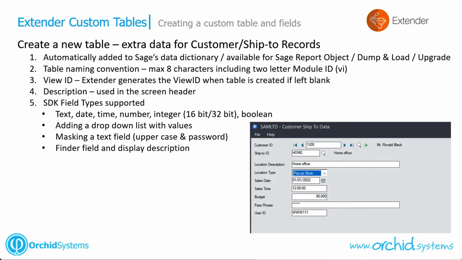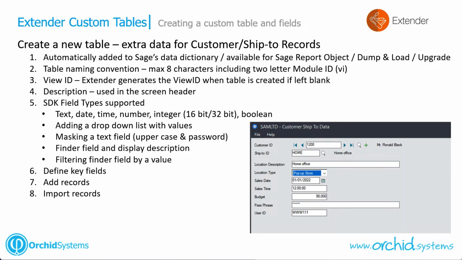For your fields that can have finders, you can define the finder field, for example, the customer ID, and which field to display back as the description, like Mr. Ronald Black. And you can filter finders. So in this example here, the ship to finder will be filtered by the customer ID that's on the screen. And then before you create a table, you need to define the keys. And then we'll look at how to add records and how to import records.